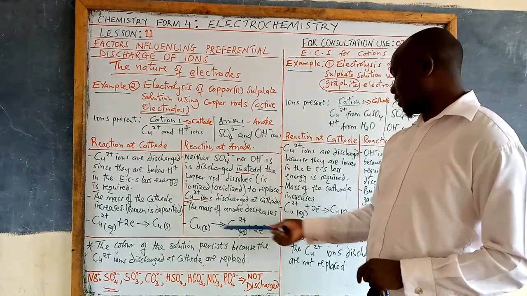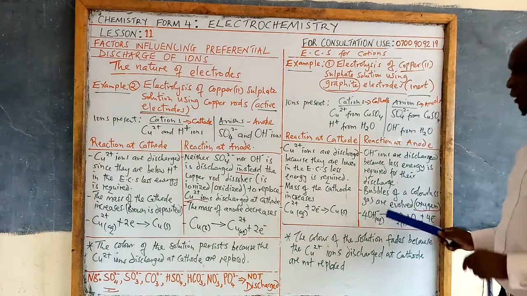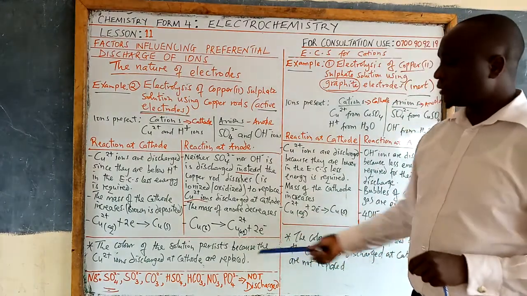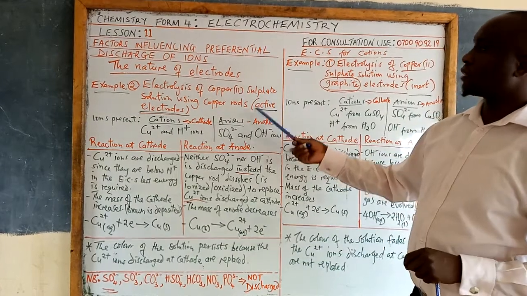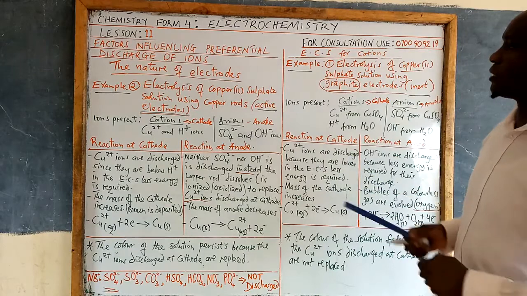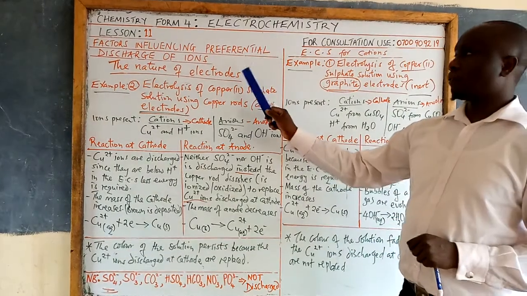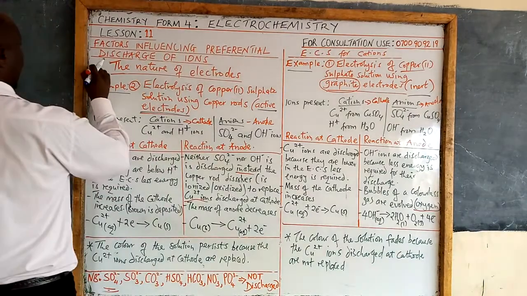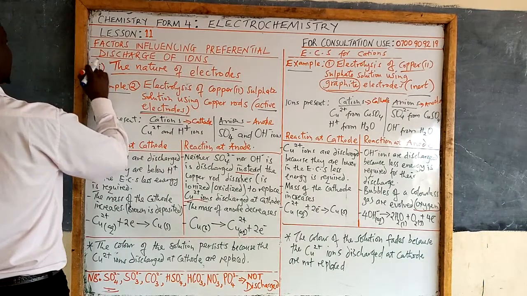This brings out the effect of the nature of electrodes. So this was the third factor. We have three factors that influence preferential discharge of ions: the position of the ion in the electrochemical series, the concentration, and finally the nature of the electrodes.